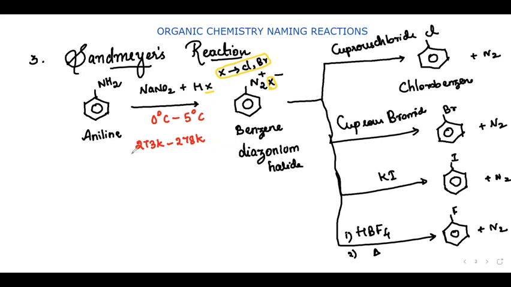Suppose if I want to prepare cyanide, I can use CuCN. I will prepare cyanobenzene. So these are all the importance of diazonium chloride. Using this diazonium chloride, I could prepare CN substitution or all the halogens. So chloro, bromo, iodo, fluoro can be prepared using Sandmeyer's reaction.